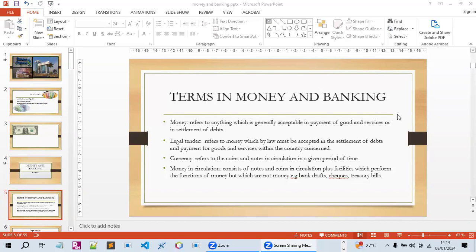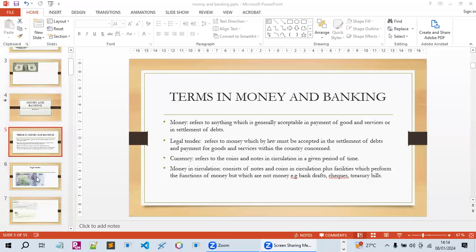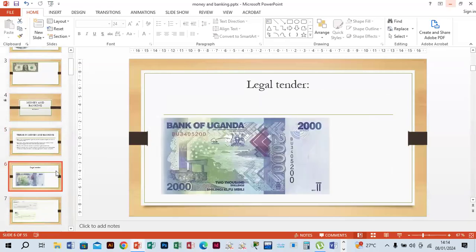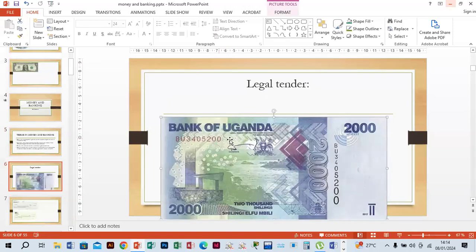I was talking about legal tender. For example, every paper note we use in Uganda has the words legal tender just below the words Bank of Uganda. If you have a paper note, you can actually see it. For example, here, the 2,000 shilling note has legal tender for 2,000 shillings for Bank of Uganda. It's just below the Bank of Uganda.